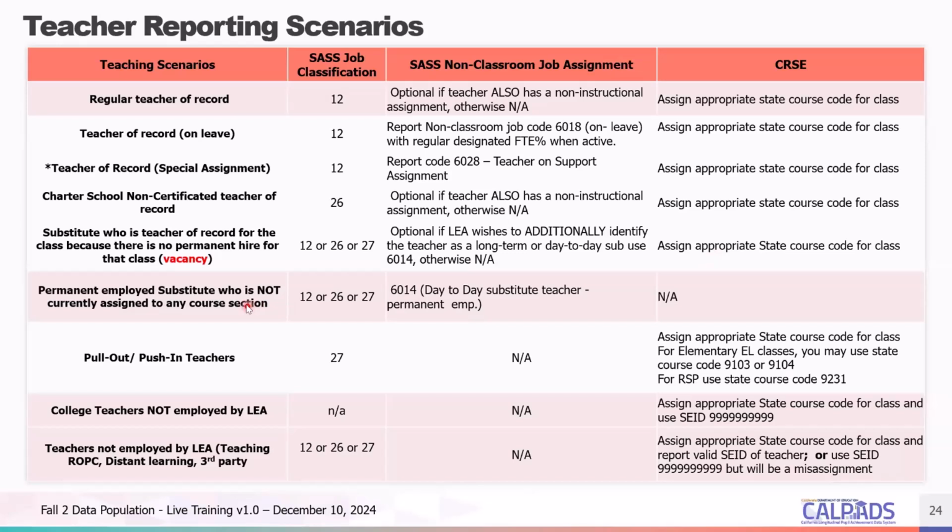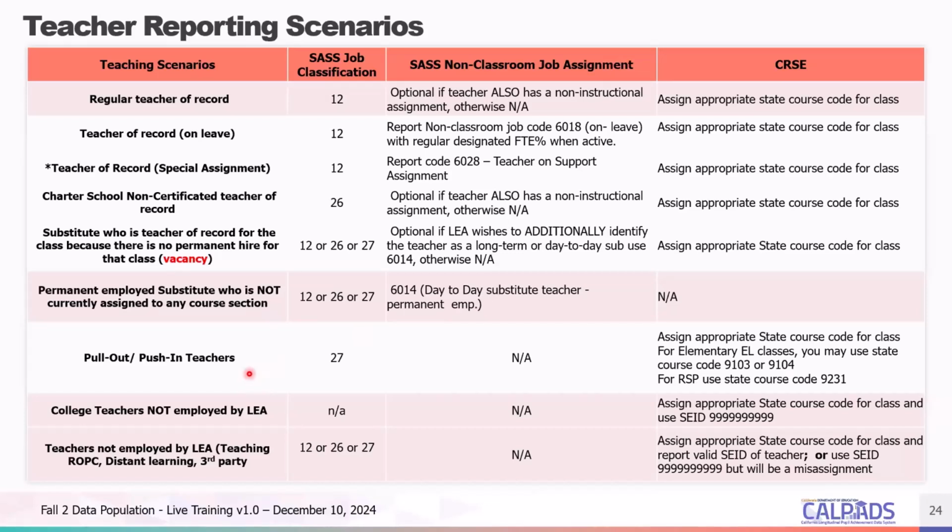And then substitute teachers permanently employed and not currently assigned to a course section can be reported with staff assignment records using a job classification code, again, of 12, 26, or 27, depending on the specifics of your scenario, and a non-classroom based support assignment code of 6014, day-to-day substitute teacher, permanent employee.